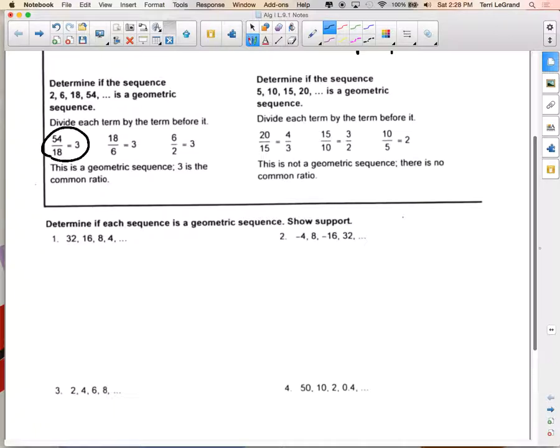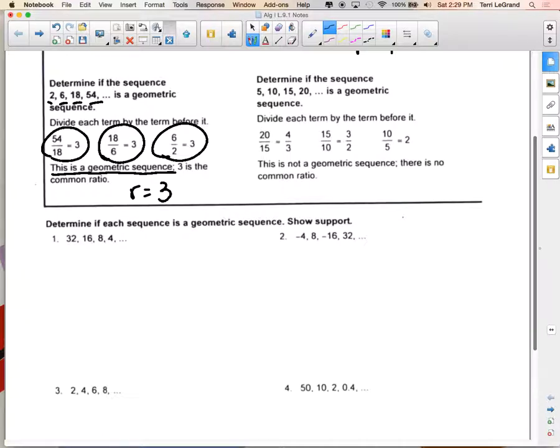They started with 54. They divided that by the previous term, 18, and got 3. Then they took the 18, divided it by the previous term, 6, and got 3. Then they took the term 6, divided it by the previous term, 2, and got 3. So we would say this is a geometric sequence. R equals 3. The multiplier is 3.